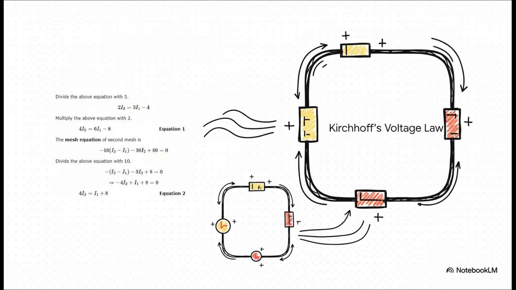Now, instead of the current law, we're going to use its sibling, Kirchhoff's voltage law, or KVL. And this law is also really intuitive. It just says that if you take a walk around any closed loop in a circuit, by the time you get back to where you started, all the voltage gains and drops have to cancel each other out and sum to zero. It's kind of like walking up and down hills on a circular path. You always end up back at the same elevation. Applying this idea to each of our loops gives us the two essential equations we need.